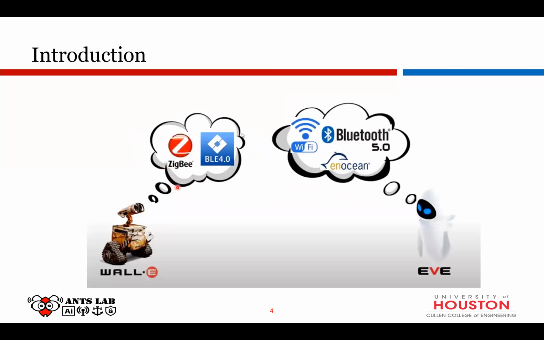So here the problem arises. Let's first look at this example focusing on robot communications. The first issue is that the robots Wally and Eve adopt different wireless protocols. Wally uses Zigbee and low energy Bluetooth, but this robot, she, is using Wi-Fi. So there's no communication link between them, and they cannot transfer information.